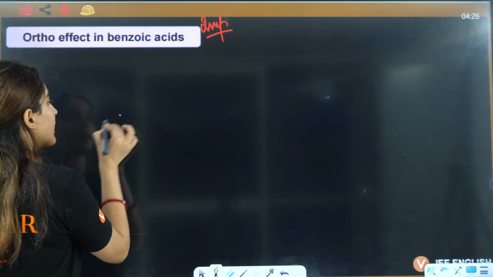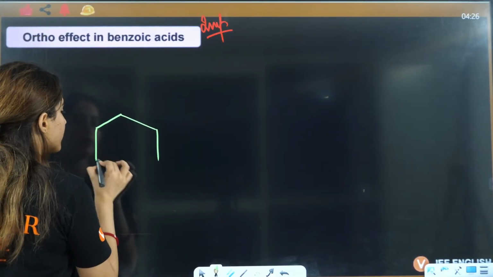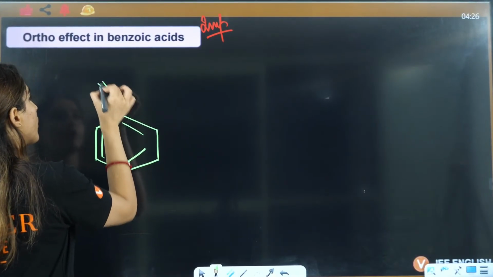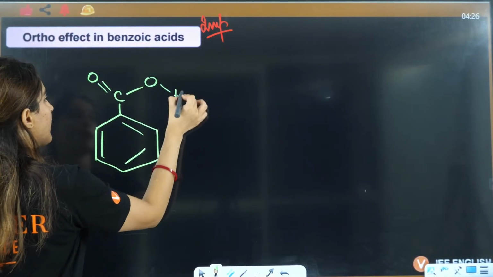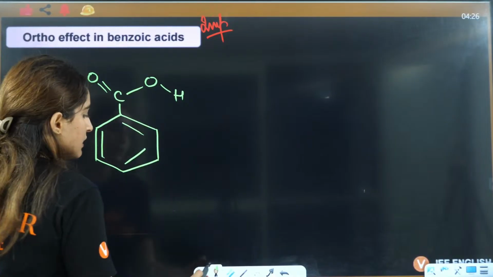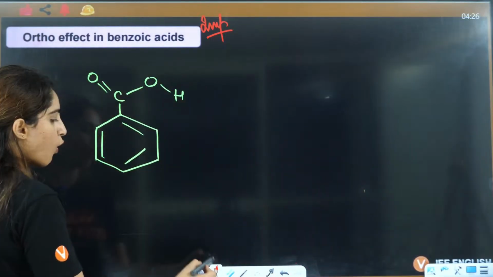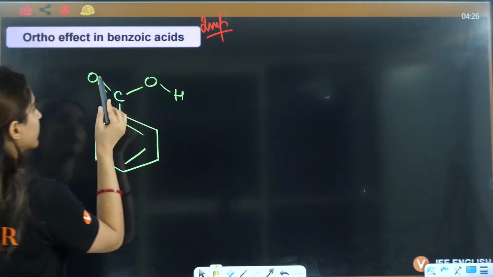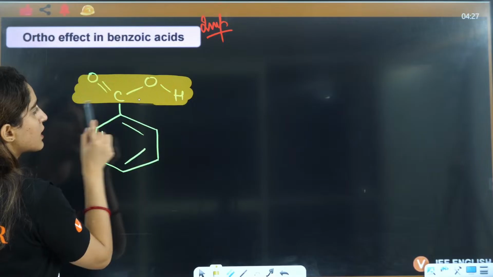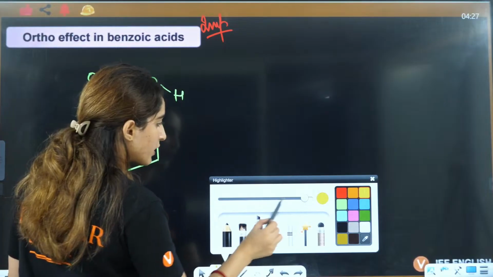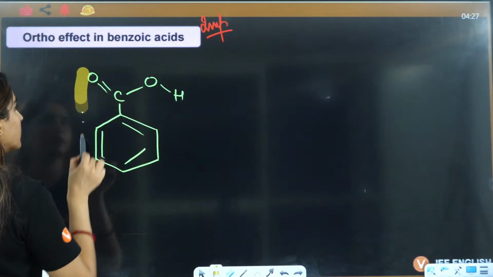So I'll draw benzoic acid here. What you have here is benzoic acid: 1, 2, 3. This is C double bond O, and this is OH. Now if you see benzoic acid, all of it is in the same plane. So for the plane, I'll just draw it here, that all of this is in the same plane.